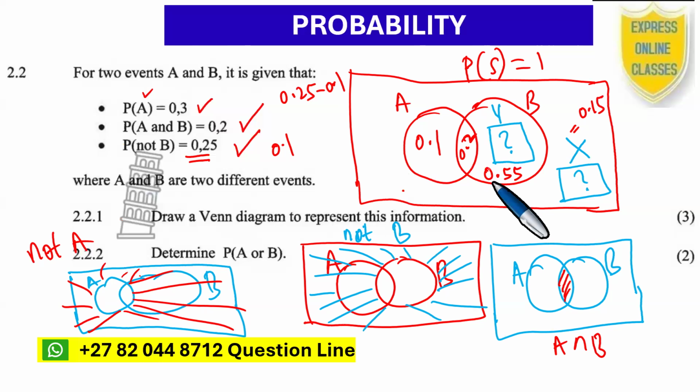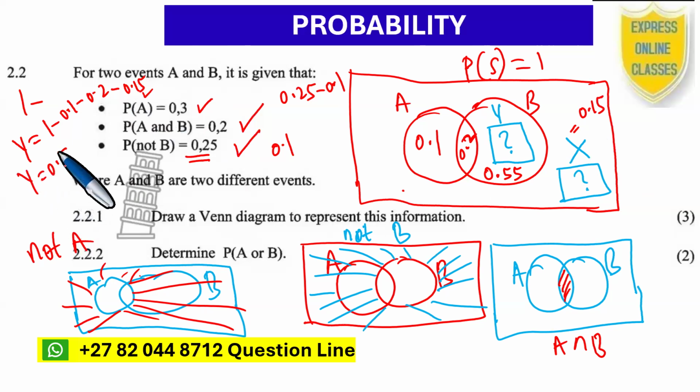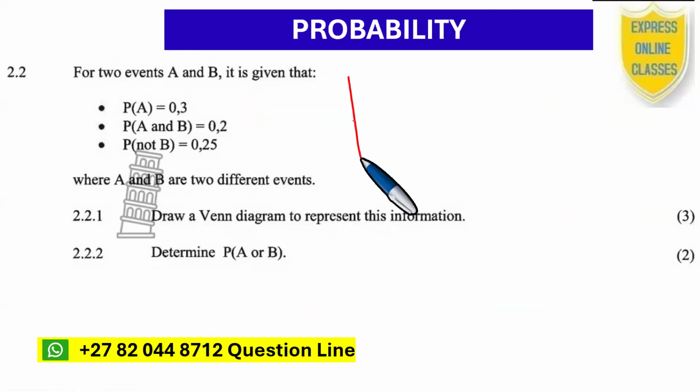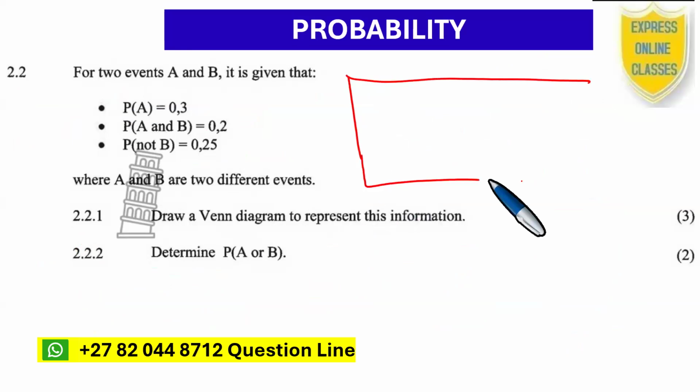Okay. So you can then just say y is equal to 1 minus 0.1, minus 0.2, minus 0.15. And then you'll see that y is 0.55, right? Because 1 is the probability of the whole sample space. All right, now let us move to the next question, because it's very important to test you to see if you're sleeping or not. So we look at the next Venn diagram.